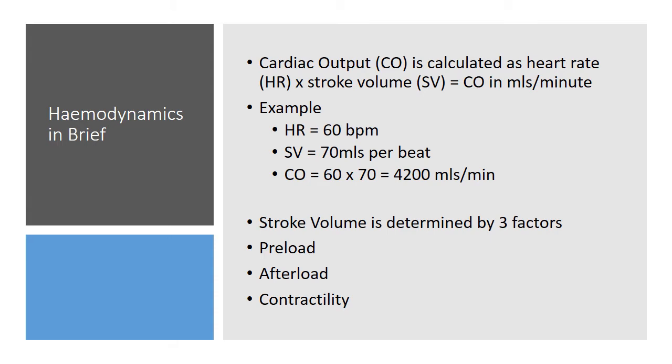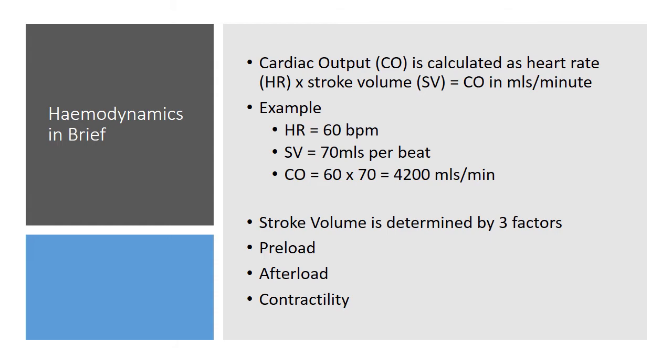So we start off with this idea of cardiac output. Now, cardiac output is the volume of blood ejected by the left ventricle every minute, and this is calculated as the heart rate multiplied by the stroke volume, and this gives us the cardiac output in milliliters per minute. So, for example, we have our typical resting heart rate of 60 beats per minute, and that one's fairly easy for us to understand. That's just the number of beats per minute.